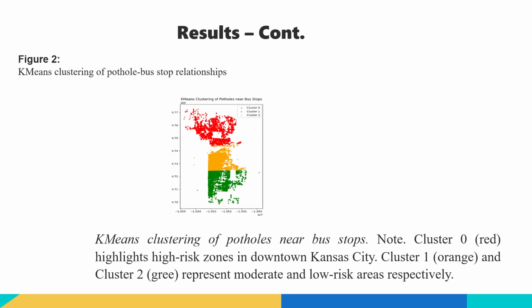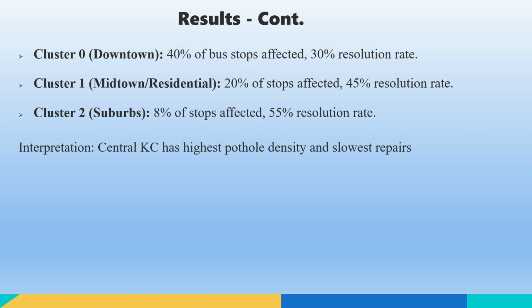So here, 40% of bus stops affected, and then 30% pothole resolution rates. Cluster 1, that is the midtown, 20% affected, 45% resolution rate. And then, as you can see, the suburb also has 8% of stops affected and 55% resolution rate.